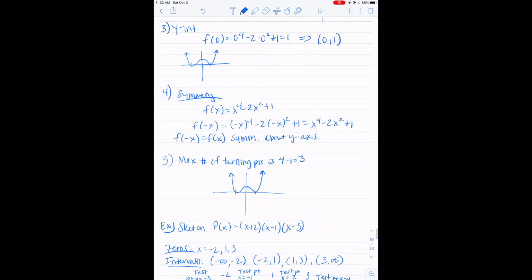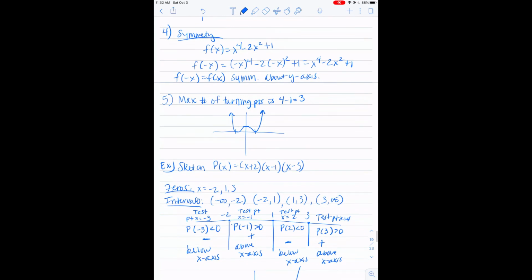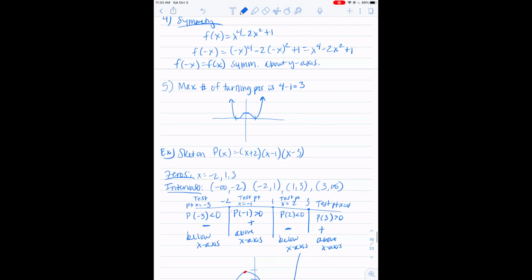Okay, so for our y-intercept, we have f of 0 equals 0 to the 4th minus 2 times 0 squared plus 1 equals 1. So we have a y-intercept at 0, 1. So I add that to the graph. And then our symmetry, we have f of x equals x to the 4th minus 2x squared plus 1. I test and I plug in -x, and I get x to the 4th minus 2x squared plus 1 back. Therefore, we have f of -x equals f of x, which means it's symmetric about the y-axis.